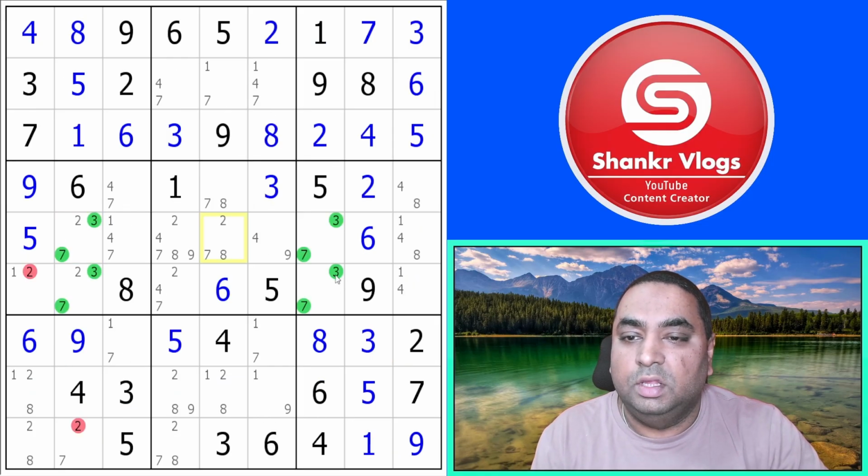See here 3 and 7 are the UR candidates. Again 3 and 7 are the UR candidates, and you see 2 as an additional candidate. These two together form a single unit, so these are placed in a block. So we can remove in a block the other 2's, whether they are appearing in other cells also.